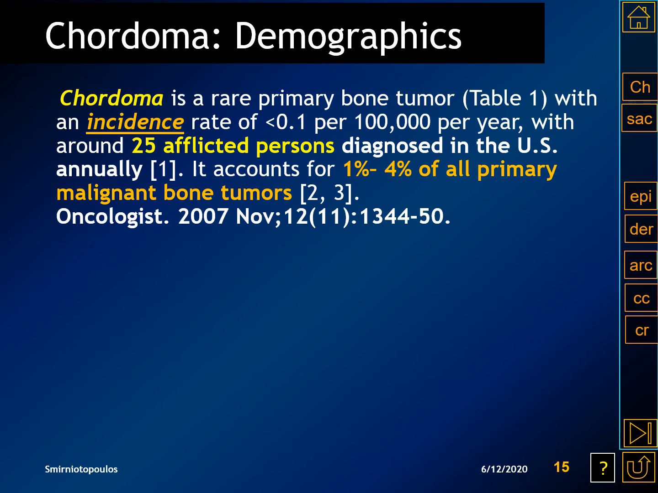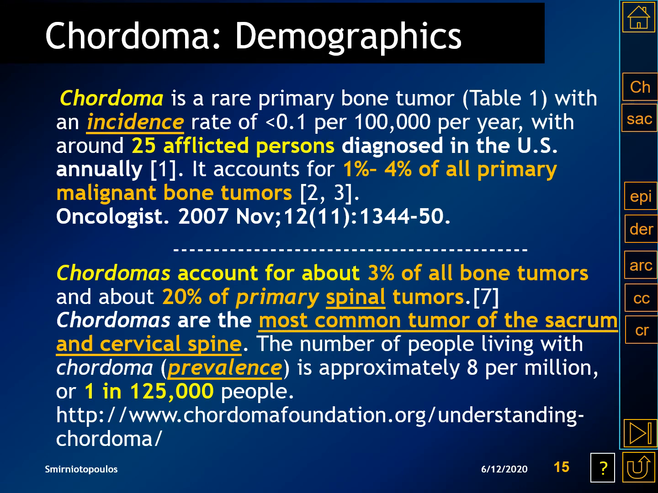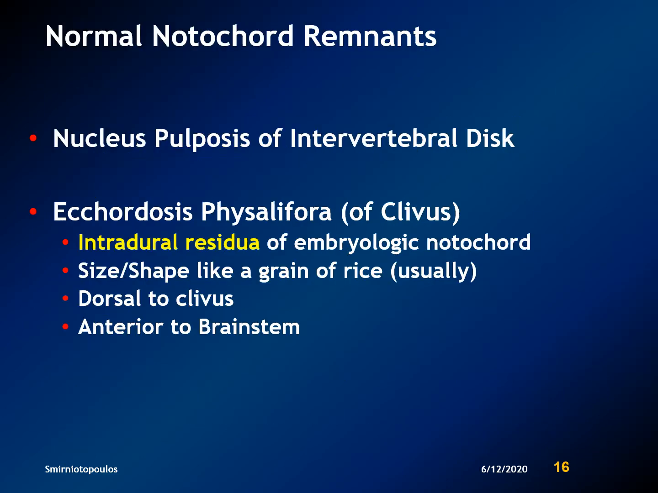Chordoma is a relatively uncommon tumor. It's anticipated that approximately 25 people will be diagnosed in the United States every year. Chordomas do account, however, for a higher percentage of all bone tumors, and they represent 20% of primary spinal bone tumors, most commonly in the sacrum, but also in the cervical spine. So where do we find normal notochordal remnants? The nucleus pulposus of the intervertebral disc contains notochordal cells, but is almost never the site of a neoplasm.